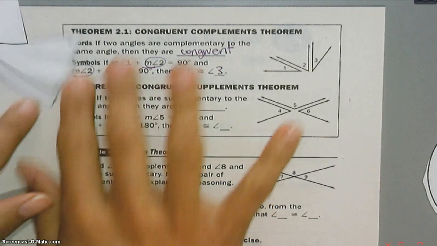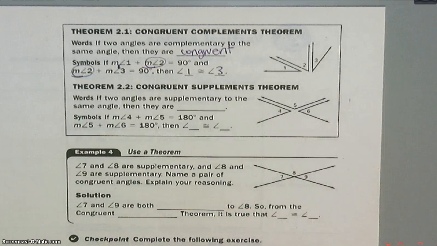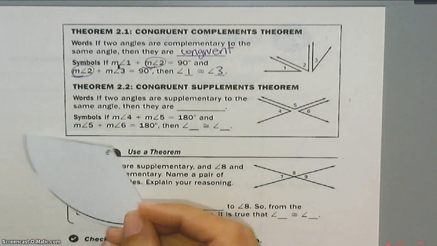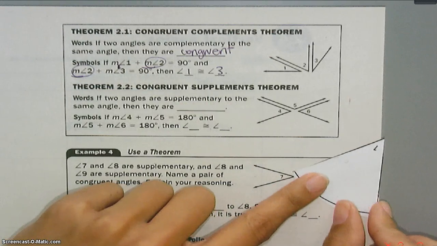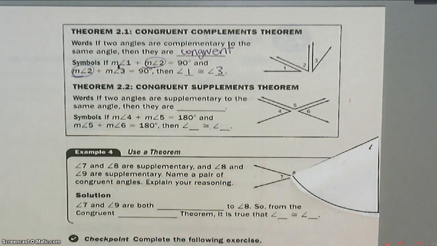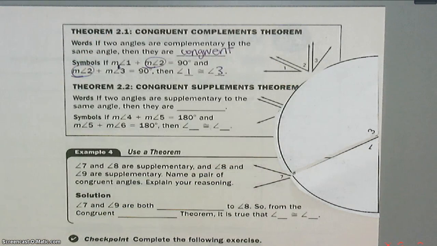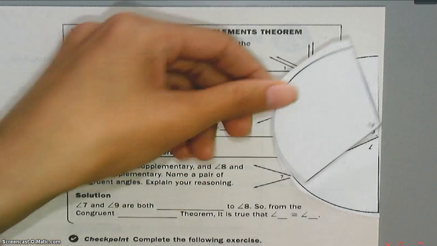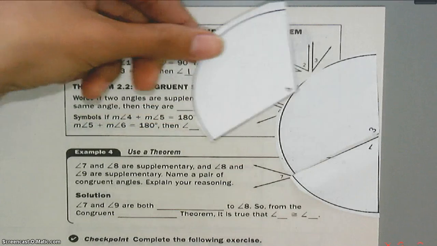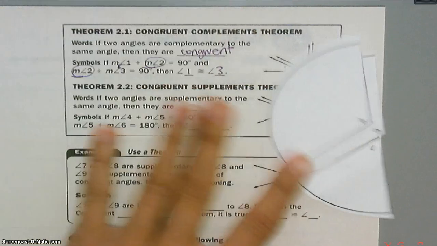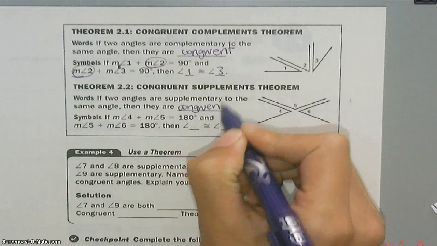We did something similar with supplementary angles. So we took angle 1 and put it along the side. We said, okay, what makes 180 with 1? And you put 3 here. And I said, well, what other angle? Well, or you could use 4. Notice 4 also makes 180. So 3 and 4 have to be congruent. That's the congruent supplement theorem.